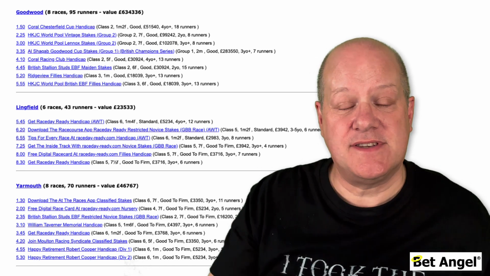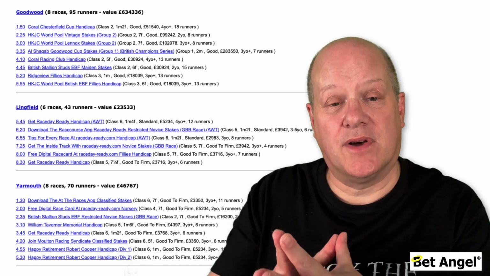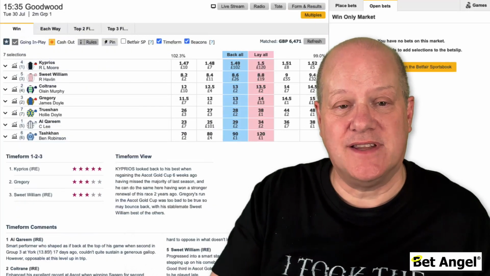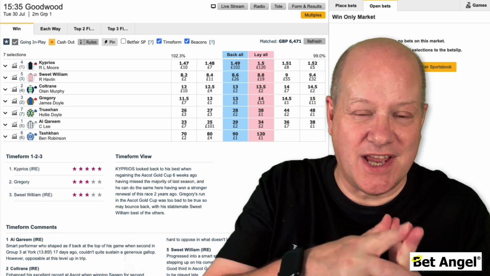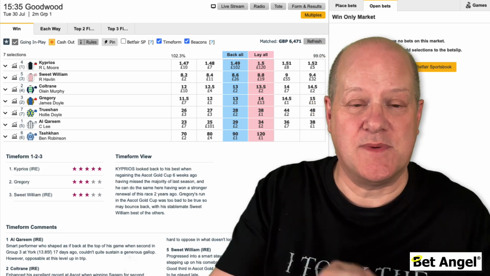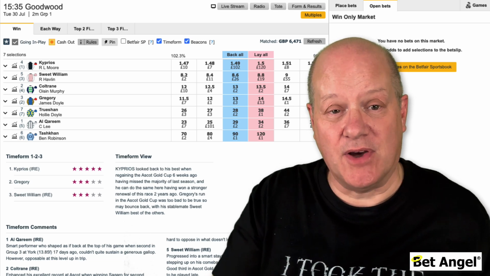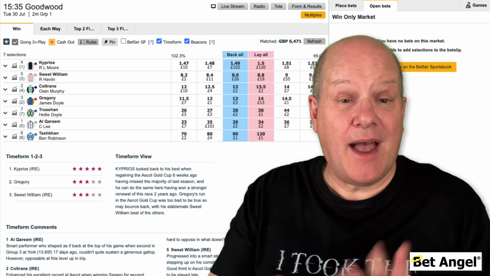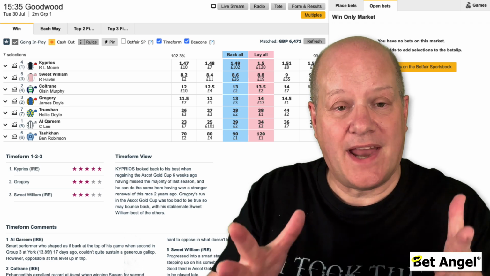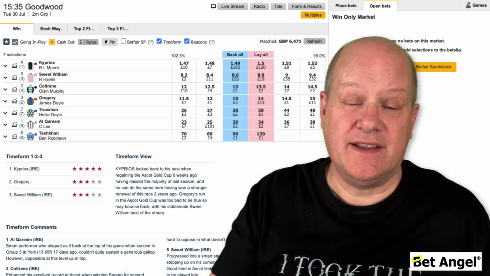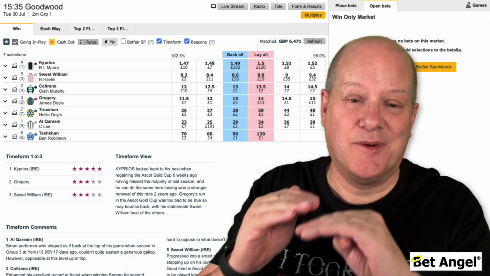But the feature race has Kyprios in it, and Kyprios is at a shorter price at this particular moment in time. Things could change between now and then, and there could be horses withdrawn and so on. But when I looked at the market this morning, I could see that it was heavy odds on. And an interesting thing happens when you get a heavy odds on favourite at a big meeting where there's lots of prize money, and that is that the volatility gets crushed completely.